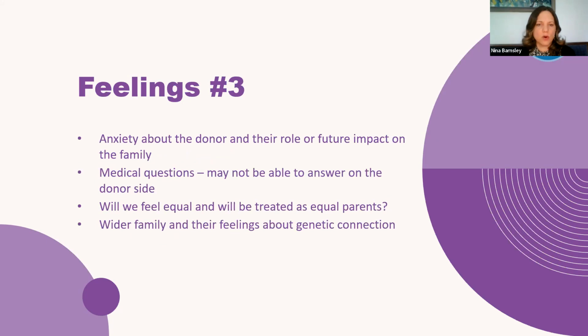Sometimes the feelings are more around the donor. So there can be some anxiety about this person that you're bringing into the family in some way, and what is their role, what might the future impact on the family be if a child then has access to that information at 18, or indeed if the child grows up and you've chosen an anonymous donor and suddenly the child says, well, I want to meet this person, or I want to know who they are, I want to know more information about them, and there can be some worries about that aspect of not having information.